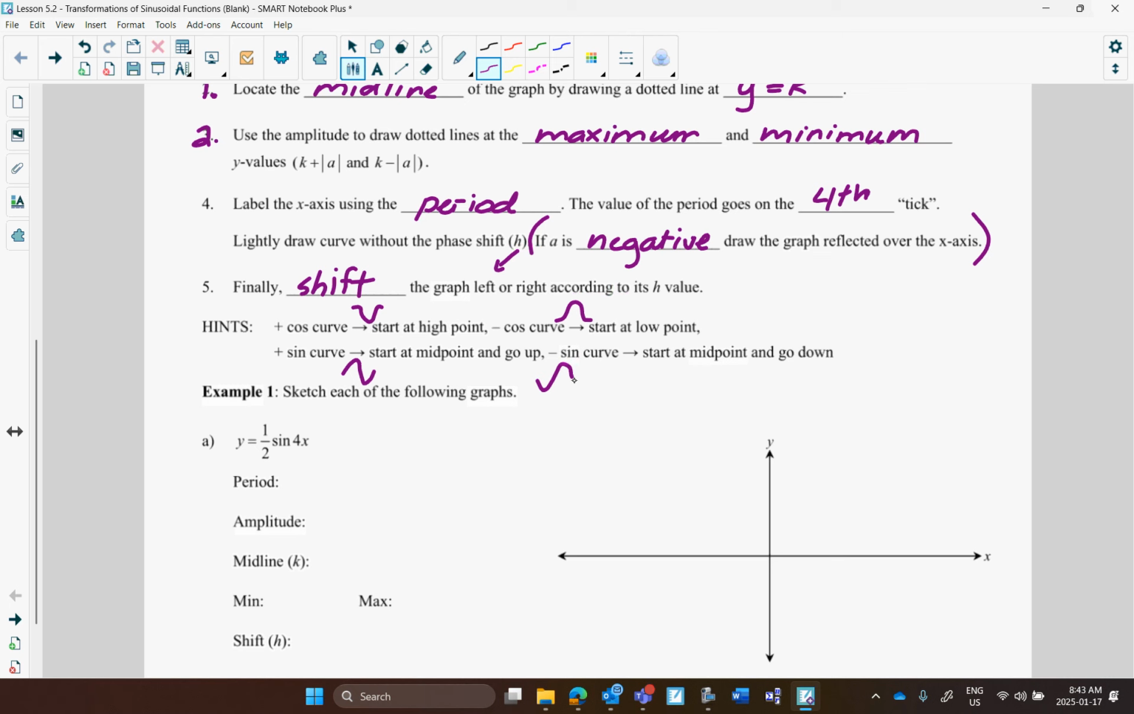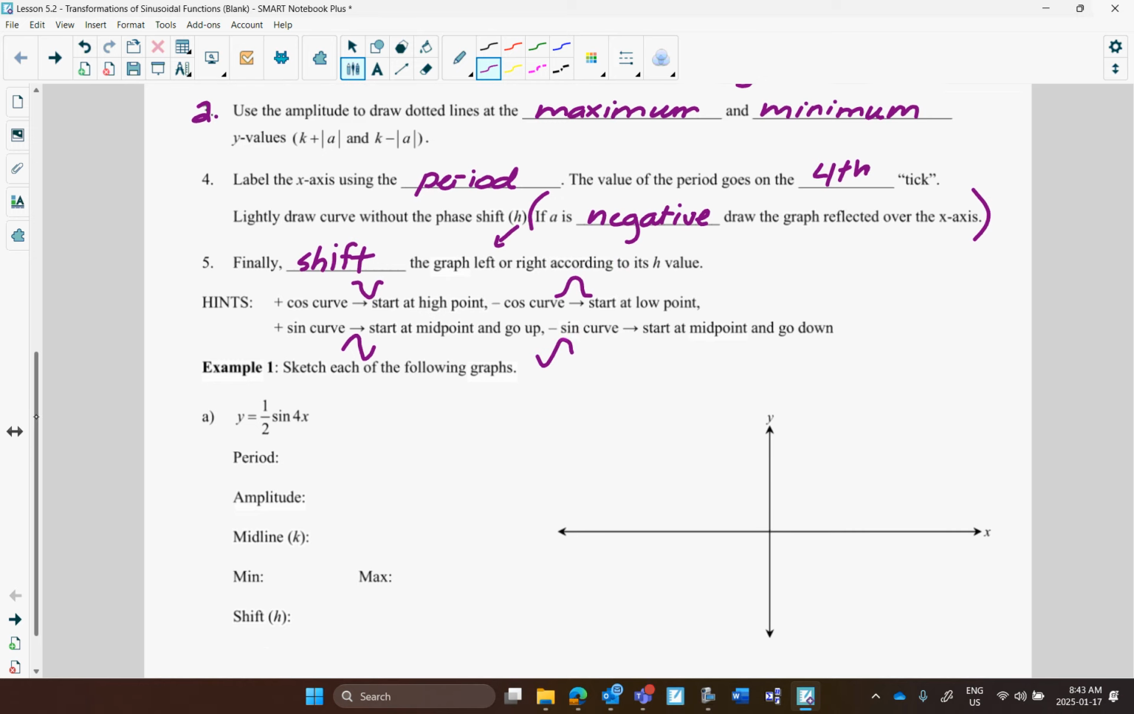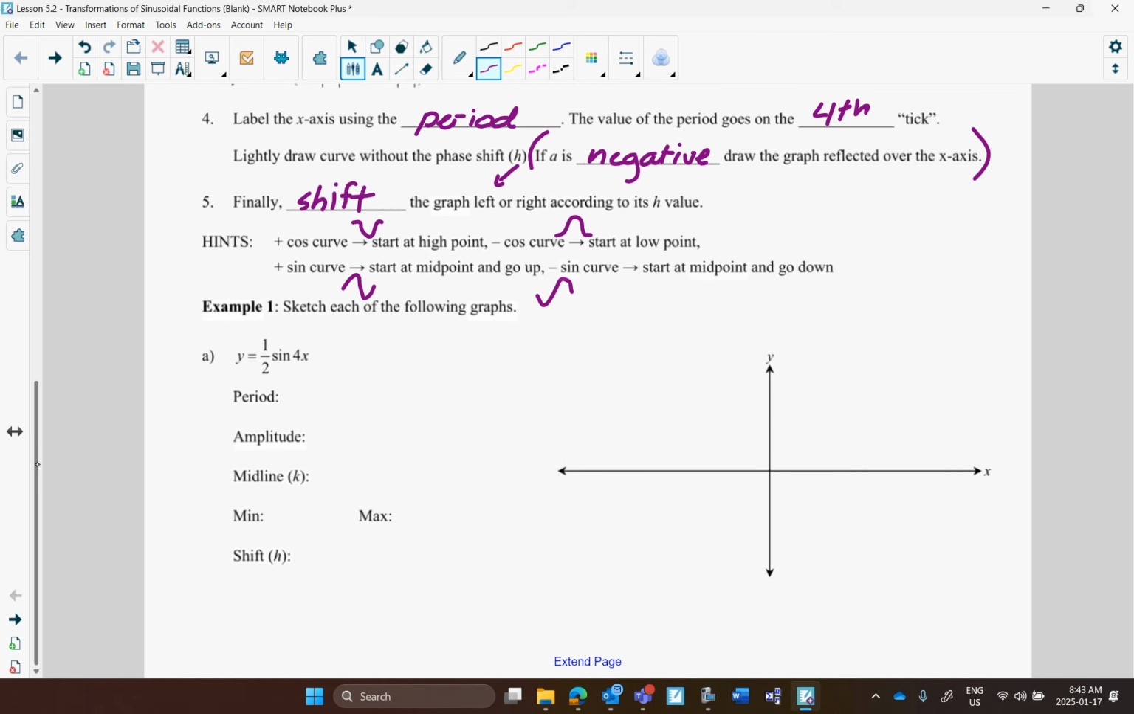I know that's a lot to keep in mind, but once you start doing a few of these, you'll get it. Okay, let's look at our first one to graph. And I'm going to do this, like I said, slightly different order. I'm going to do midline, amplitude, this.